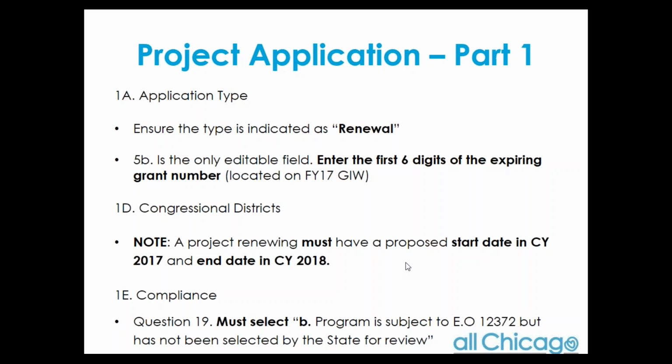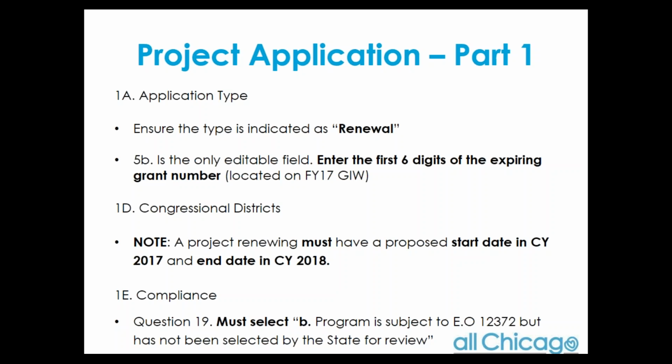You'll also see that there is congressional districts. A project renewing must have a proposed start date in calendar year 2017 and an end date in calendar year 2018. Again, you'll see some pre-populated information from the applicant profile, and then for congressional districts, you'll also see some that you'll be able to enter specific for this project. If you see errors in the stuff that's pre-populated, you'll have to go back to the applicant profile. You won't be able to make the edit here.